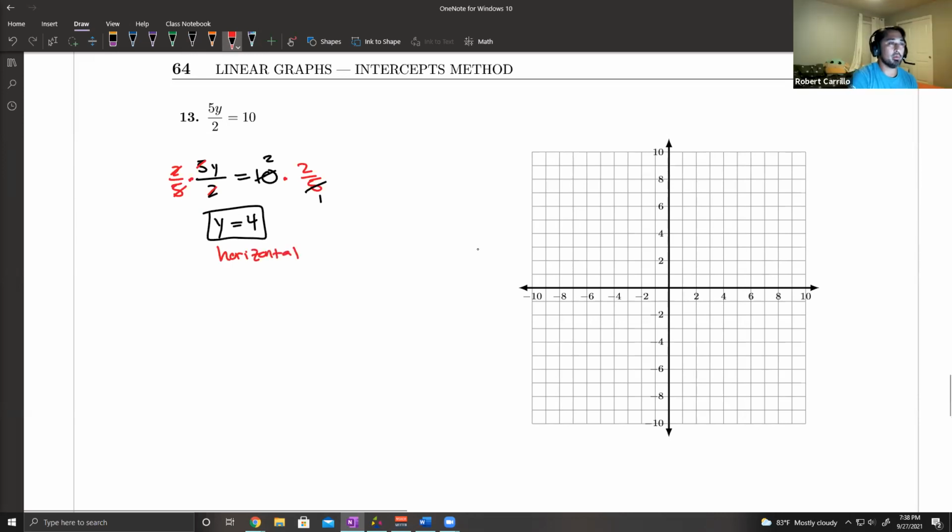Okay, so what we're going to do is we're going to start at y equals 4 right here. And we are going to go out to the right, straight across, and out to the left. That's it.